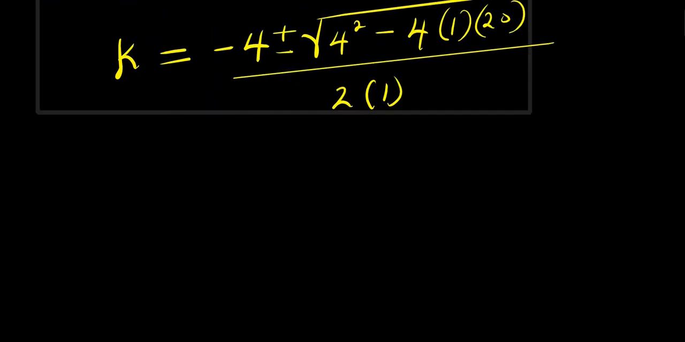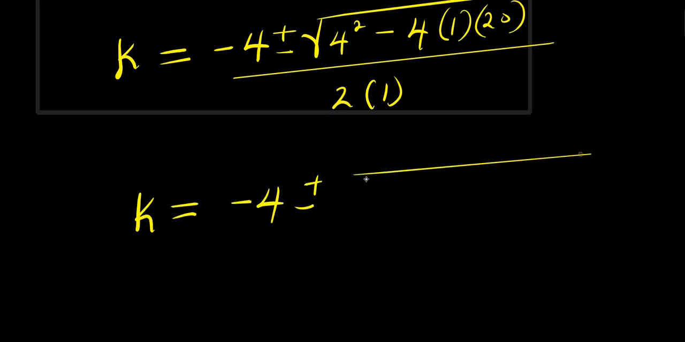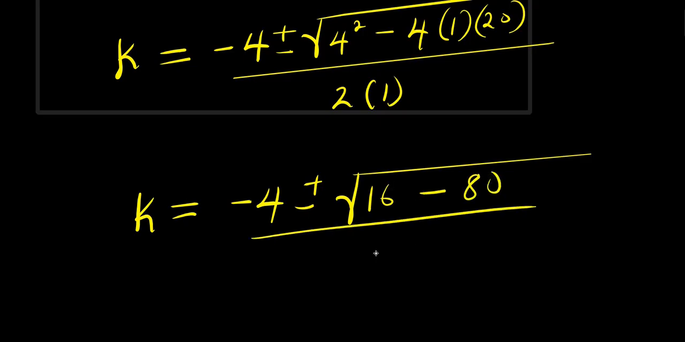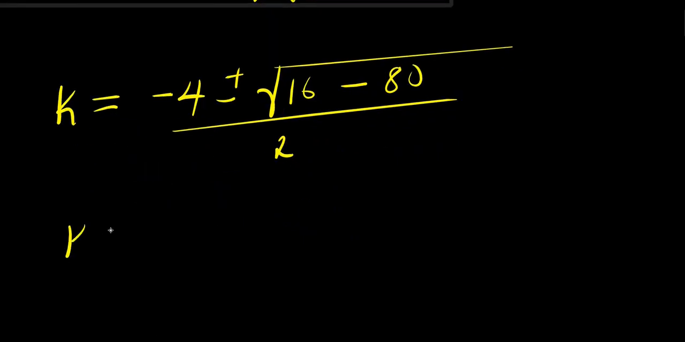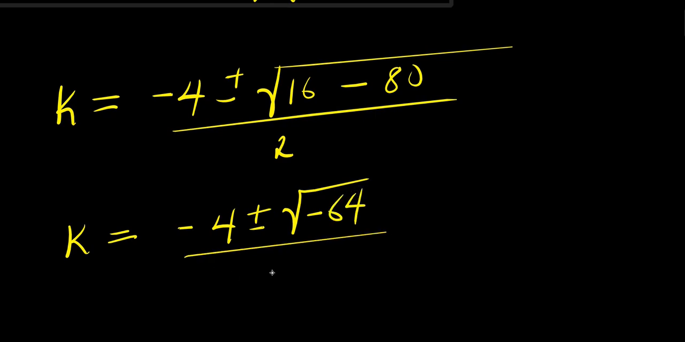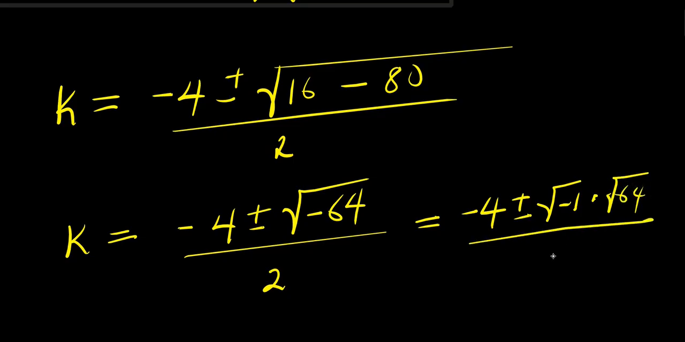So from here, k equals negative 4 plus or minus square root of 16 minus 80, divided by 2. From here we have k equals negative 4 plus or minus square root of negative 64, divided by 2, which equals negative 4 plus or minus square root of negative 1 times square root of 64, divided by 2.